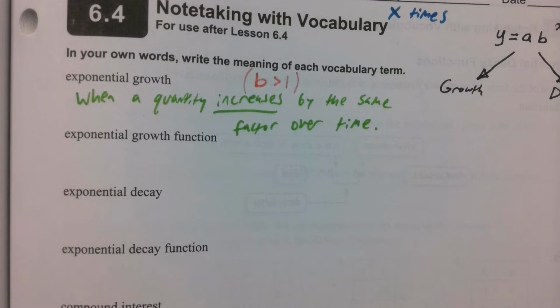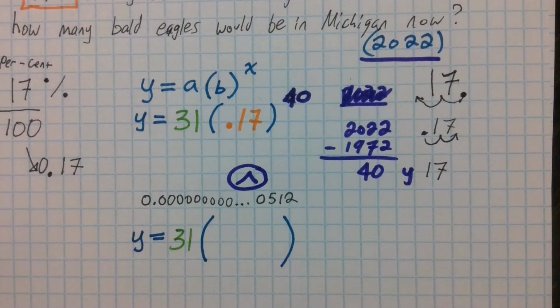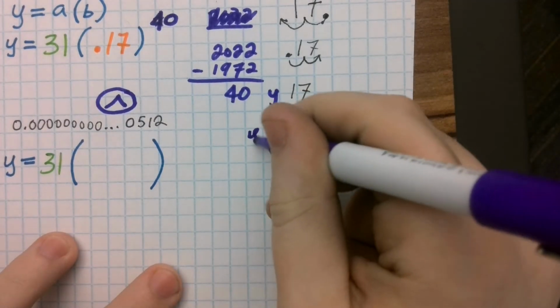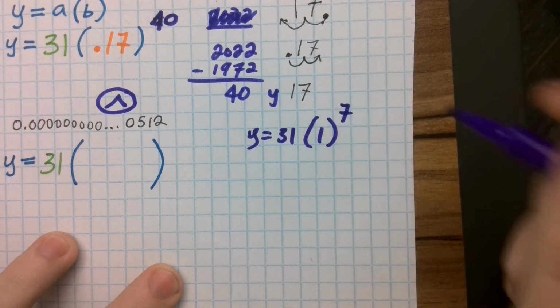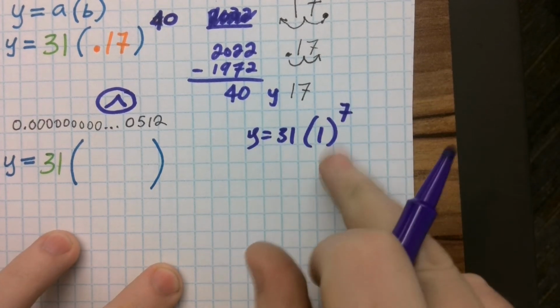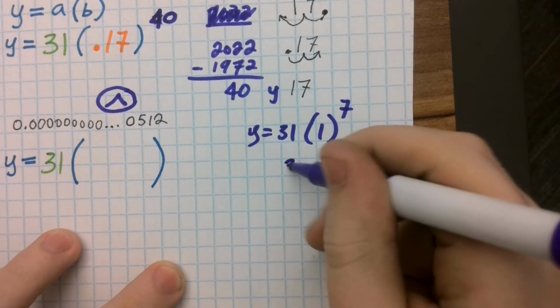Well, think about it like this. If our B value is bigger than 1, it grows. If it's less than 1, it shrinks. What happens at exactly 1? Well, if we were multiplying 31 by 1 to anything, let's see what would happen. If we took, for instance, y equals 31 times 1 to the 7th power, that's 31 times 1 times 1 times 1 times 1 times 1 times 1 times 1. That's just 31.